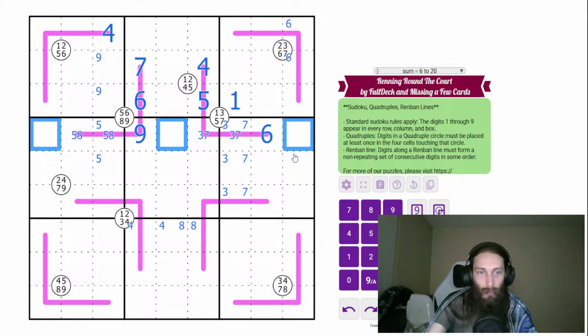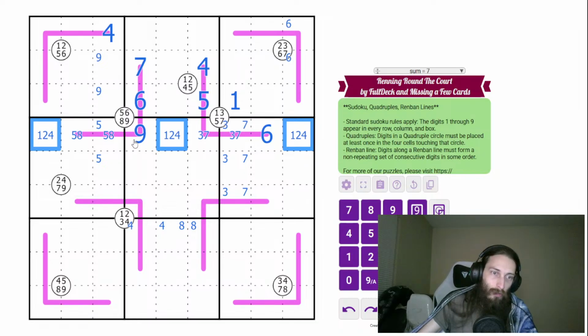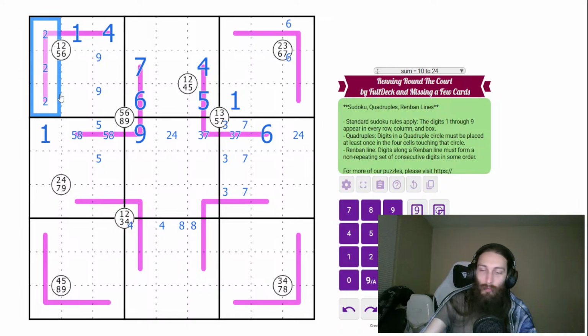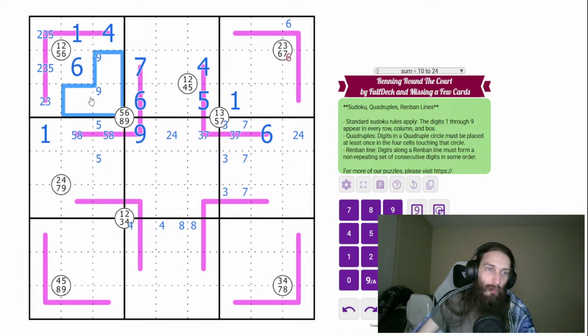That actually gives us 3 left. 1, 2, and 4. Where 2 and 4 are removed from this because they have to be on the quadruple. Okay, well that's going to place a 1 here. So this is 2, 3, 5. Placing a 6 in the middle. 7, 8, 9 I think is what's left over.